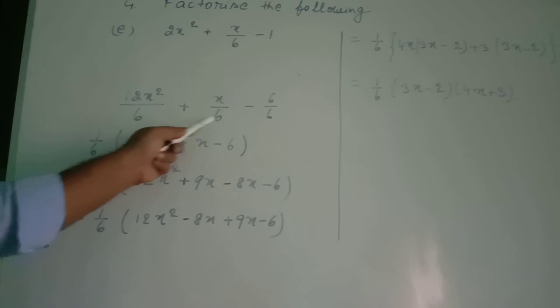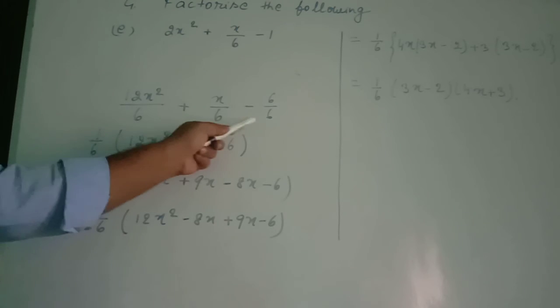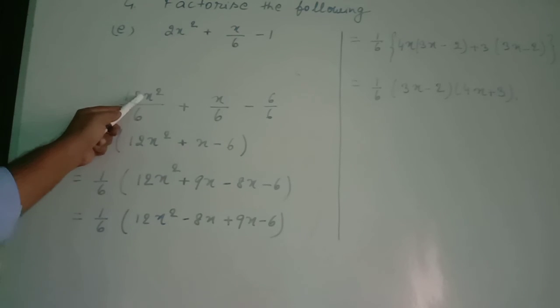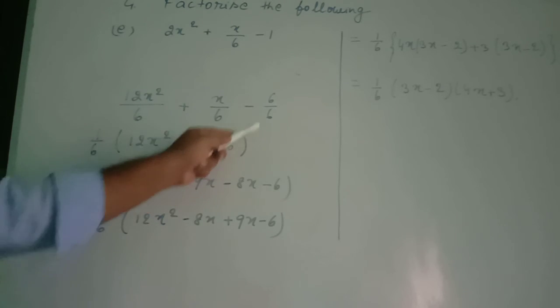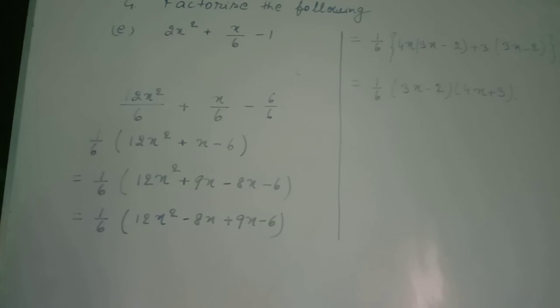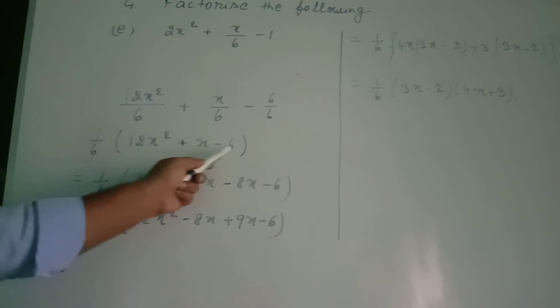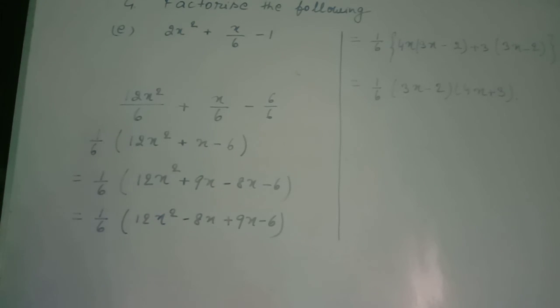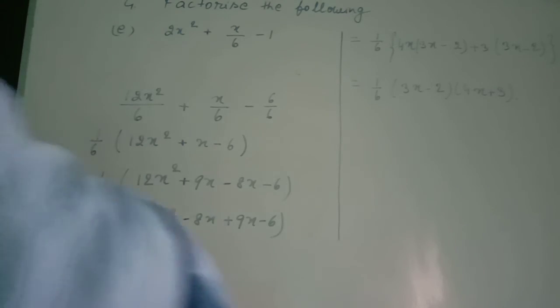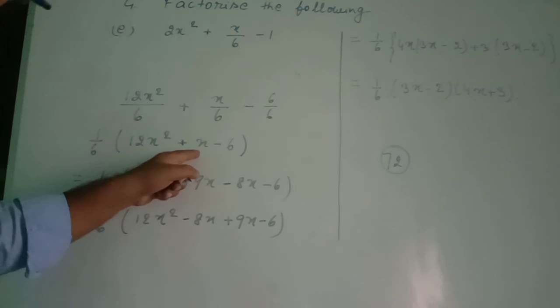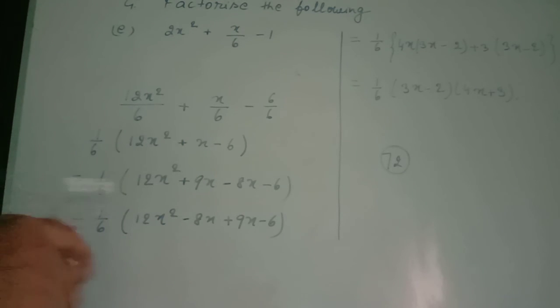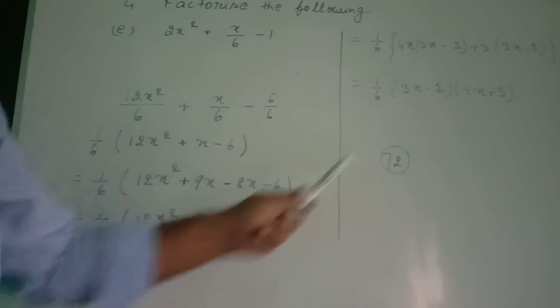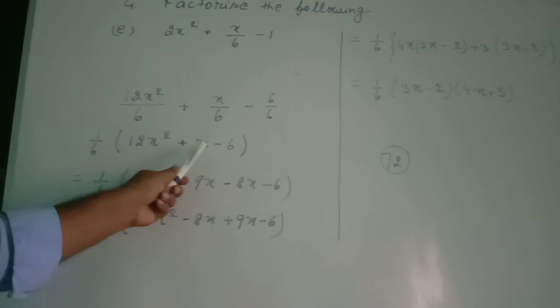So from all these we see that 1 by 6 is common. I wrote what is left in bracket: 12x square plus x minus 6. Now the multiplication of these two terms, 12 times 6, is 72. So for splitting the middle term, this x should be split in such a way that the product of the coefficients is equal to 72, but the simplification should be equal to x.